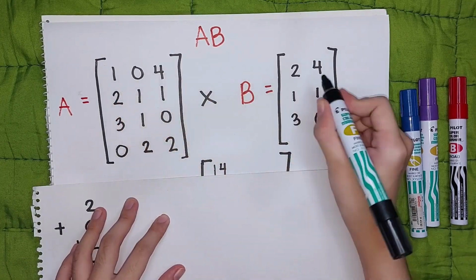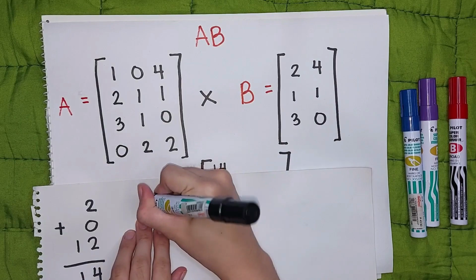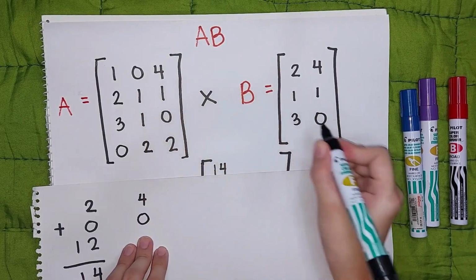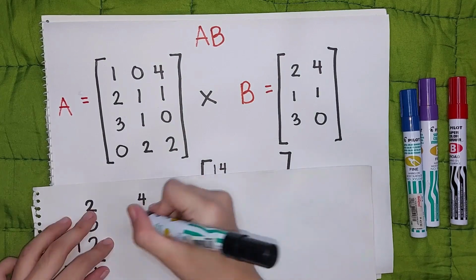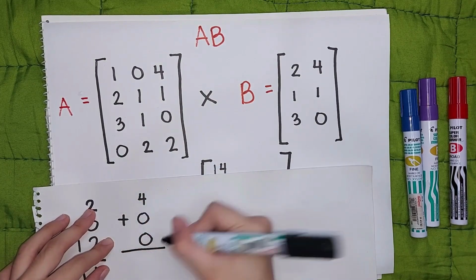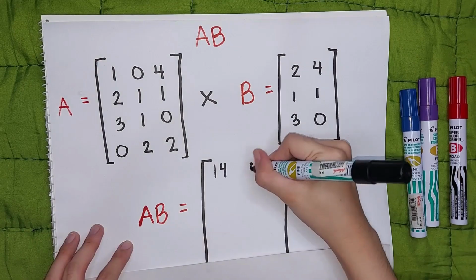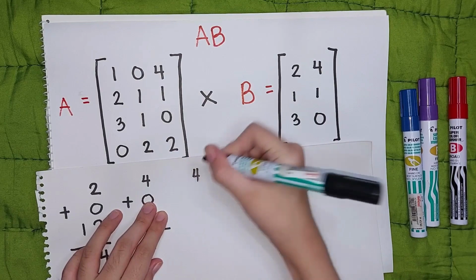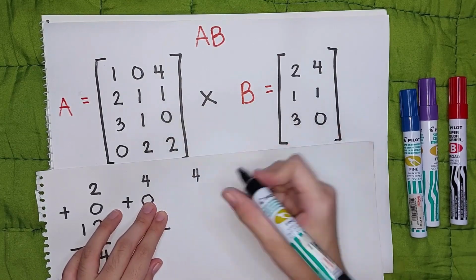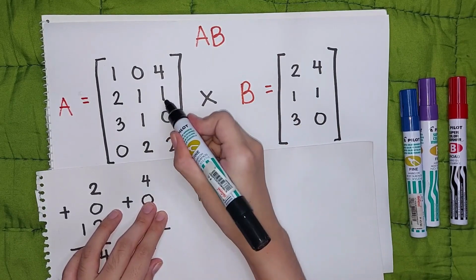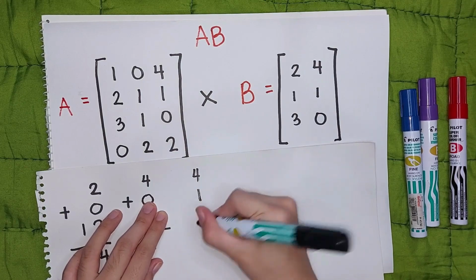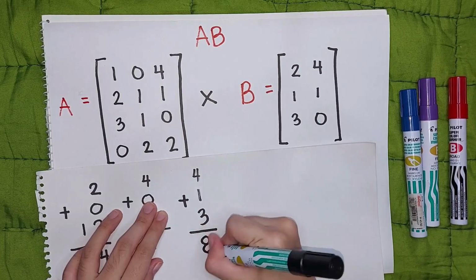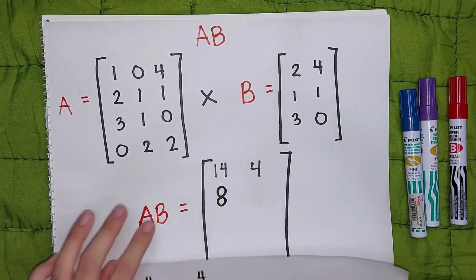Next, 1 times 4 is equal to 4. 0 times 1 is equal to 0. 4 times 0 is equal to 0. And 4 plus 0 plus 0 is equal to 4. And you'll write in here the 4. Next, 2 times 2 is equal to 4. 1 times 1 is equal to 1. 1 times 3 is equal to 3, and 4 plus 1 plus 3 is equal to 8. You'll write this 8.